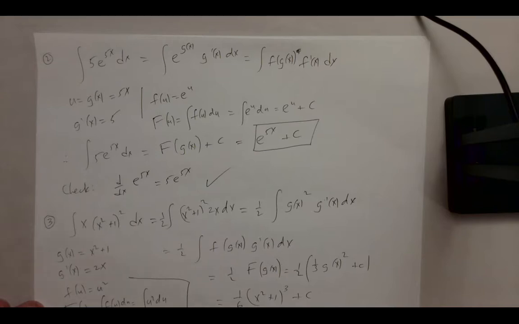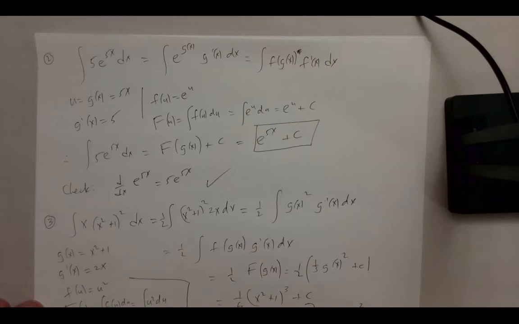Let's check. The derivative with respect to x of 1/6 (x squared plus 1) cubed is 1/6 times 3 times (x squared plus 1) squared times the derivative of x squared plus 1, which is 2x. 3 times 2 is 6, cancels the 6. I get x times (x squared plus 1) squared. And again, it checks. It worked. That's pretty good.